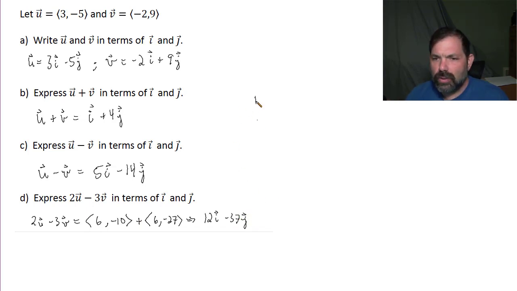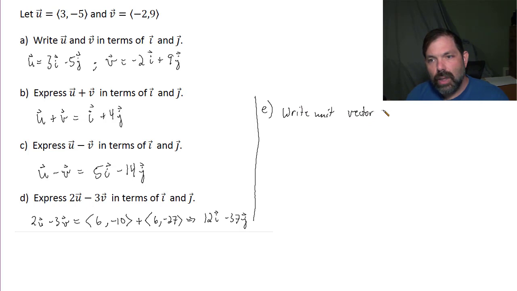I want to do one more exercise that I forgot to put on here. So part E. I want you to write a unit vector in the same direction as v. All right, so again, that would be a good time to pause. Try that one out on your own. A unit vector in the same direction as v.